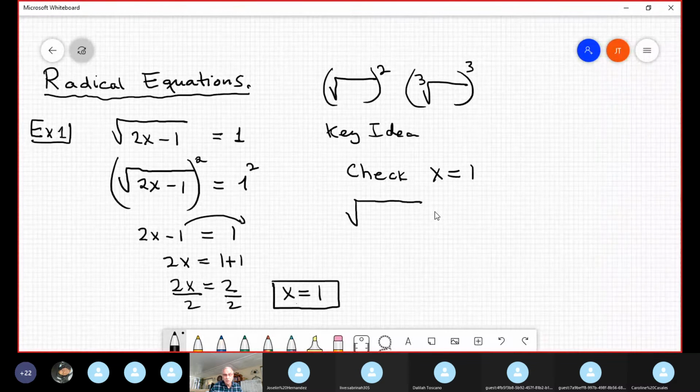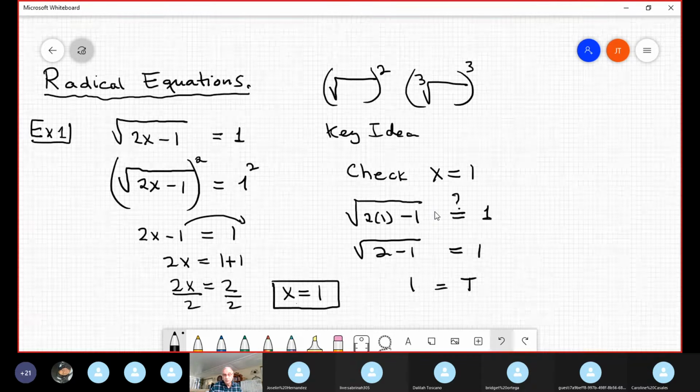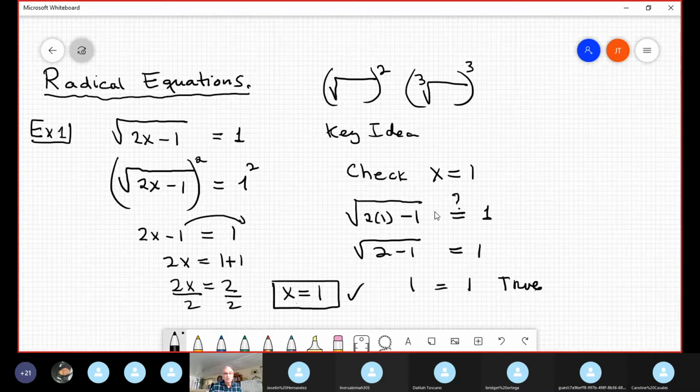So I need to prove somehow that the square root of 2 times 1 minus 1 should be equal to 1. I claim this statement because I don't know if it's true or false. It's obviously true, because 2 times 1 is 2, and 2 minus 1 is 1, and the square root of 1 is 1, and 1 equals 1. This is true. Therefore, this solution works perfectly, and the solution set for this equation is just 1.